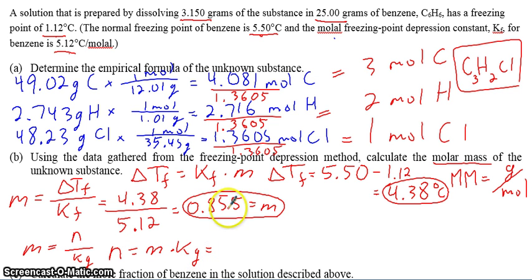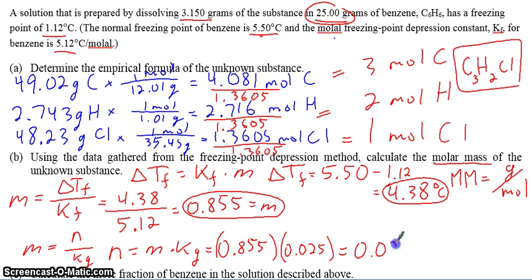Our molality is 0.855. Our kilograms will be 25 grams converted into kilograms, which gives me 0.025 kilograms. If you multiply those two numbers together, we get a value of 0.021387. This is how many moles we have. So we're almost there. We were able to determine moles from the freezing point depression calculation.